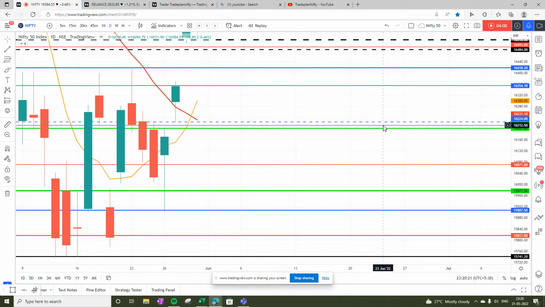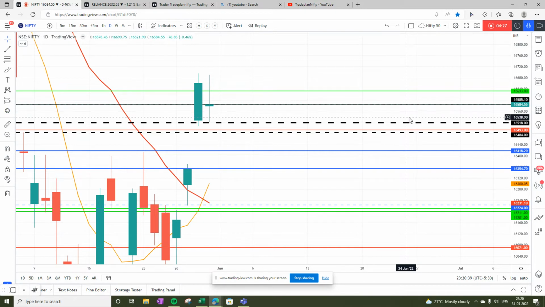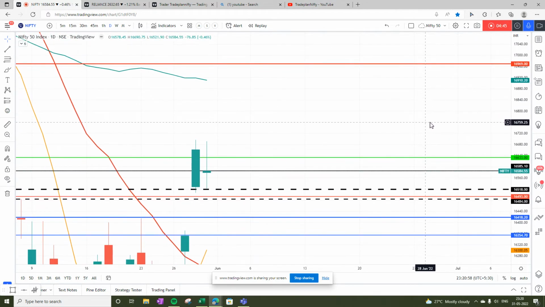If 16,200 is broken, then the next support will come at 15,977, and if 15,977 is gone, then the next levels are 15,900, 15,820, and 15,740, which is my black magical line. On the upside, the market will have a very strong resistance at 16,520, because it looks like the market may open tomorrow below 16,484. So 16,520 will act as a very strong resistance, and above that 16,585 and 16,633 are good resistance zones.